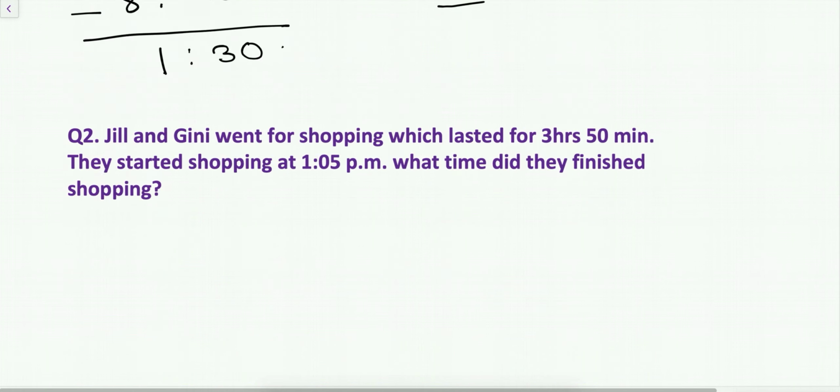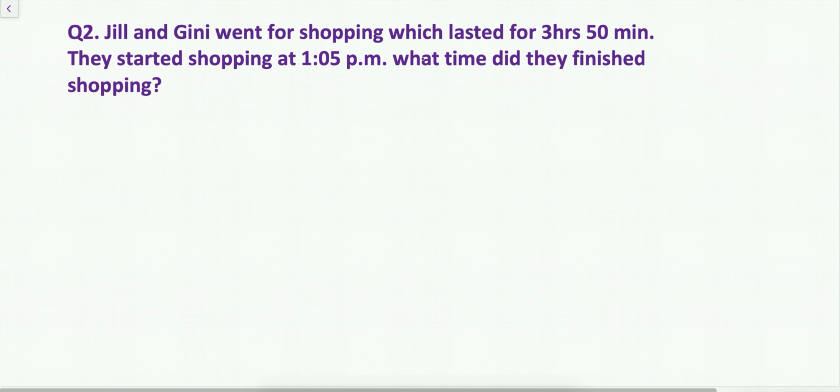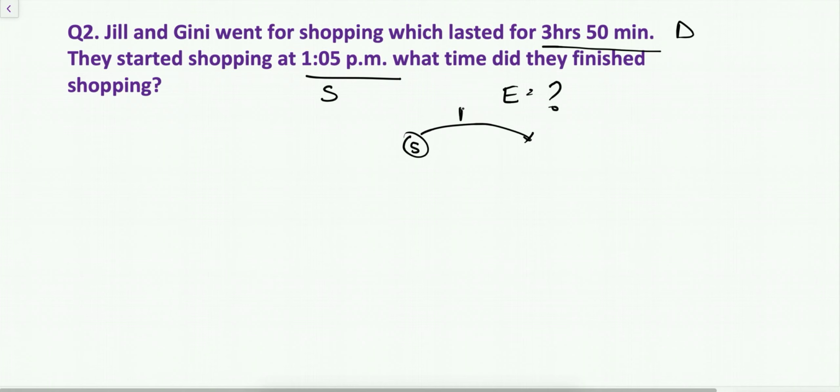Now let's see another type of question. Jill and Ginny went shopping, which lasts for 3 hours 50 minutes. So here the duration is given, and they started shopping at 1:05 p.m., and this is the start time. What time did they finish the shopping? So the end time we need to find. When the start time and the duration are mentioned and we need to find the end time, we are going forward, so we need to add. So add the start time and the duration to get the end time.